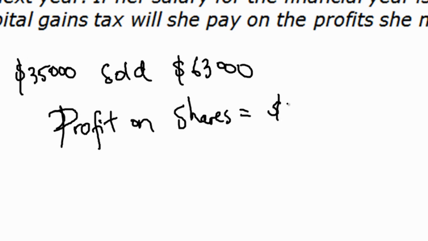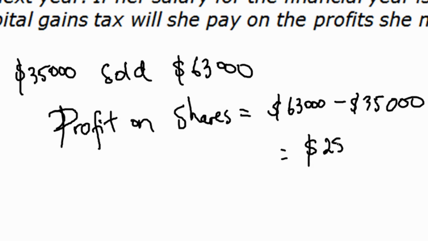So for Daisy, her profit, $63,000 minus $35,000, she makes a profit of $28,000.